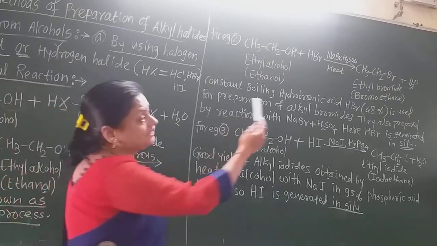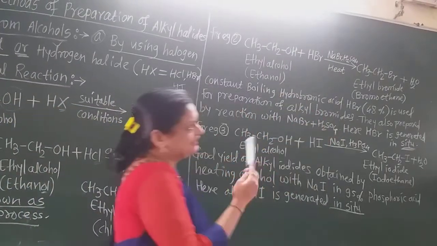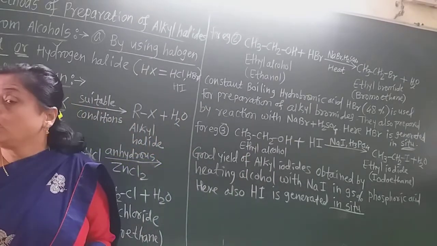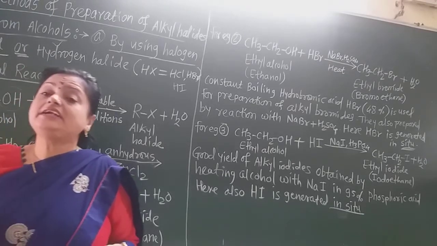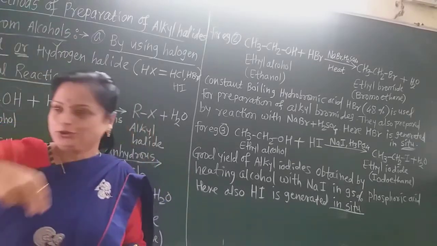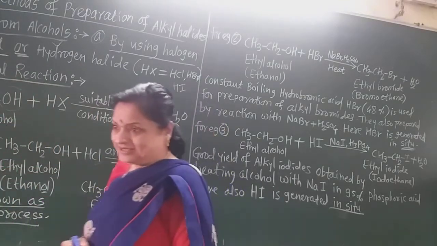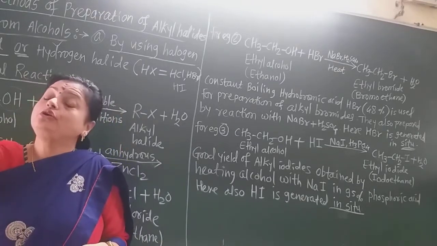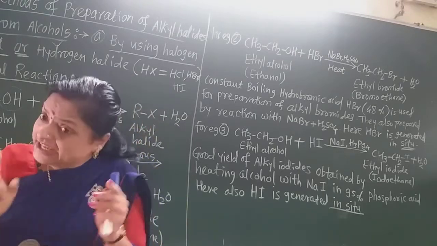So here ethyl bromide is formed. This OH is replaced by this Br, and there is formation of a water molecule from the OH and the H of the HBr. Now see here, this HBr is not added directly, as we directly add the HCl. But in case of obtaining alkyl bromides, we do not directly add the HBr, because here the HBr is formed in situ.